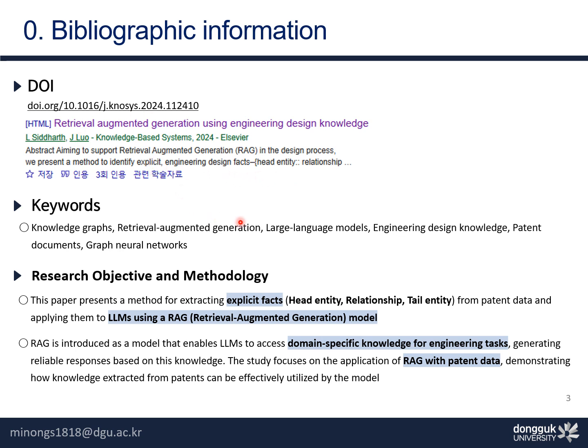It focuses on extracting explicit facts, subject (head entity), relationship, and object (tail entity), from patent data and applying these facts to an LLM using the RAG model.